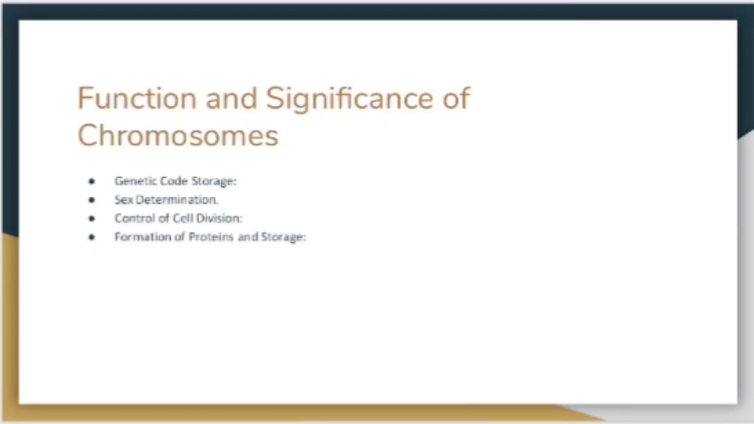And the last one, formation of proteins and storage. The chromosomes direct the sequences of proteins formed in our body and also maintain the order of DNA. The proteins are also stored in the coiled structure of the chromosomes. These proteins bound to the DNA help in proper packaging of the DNA.